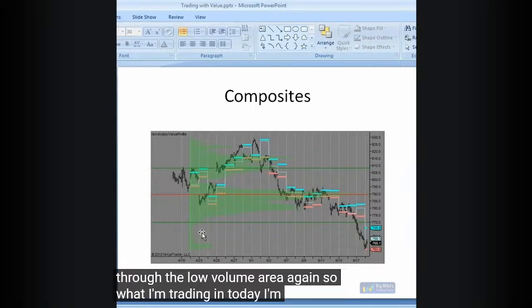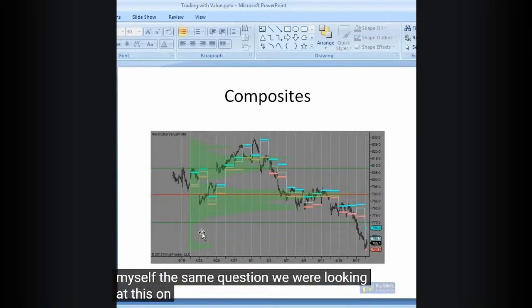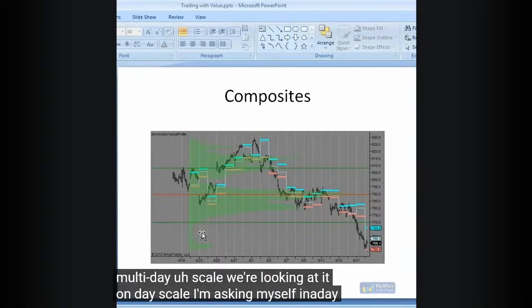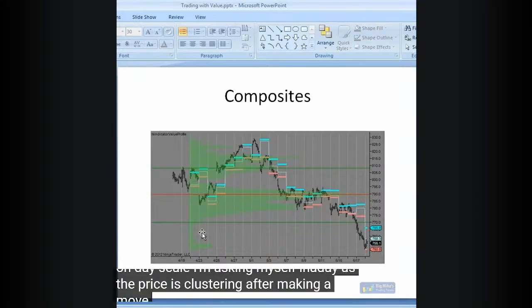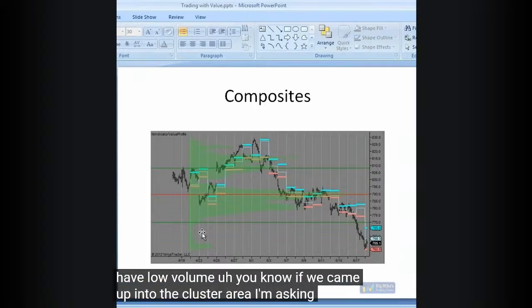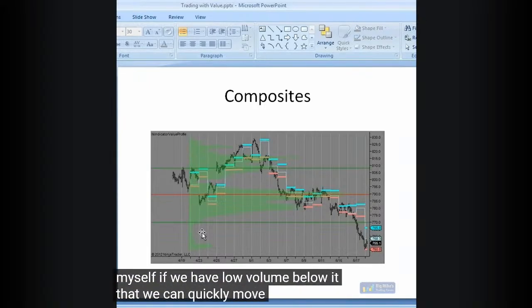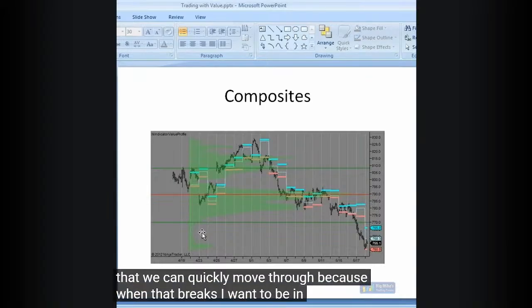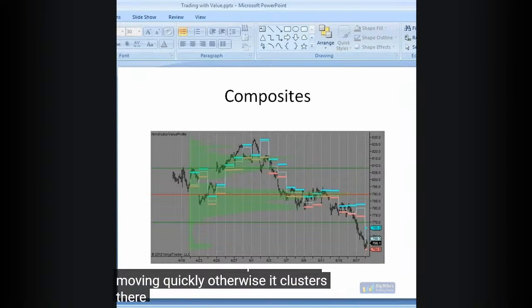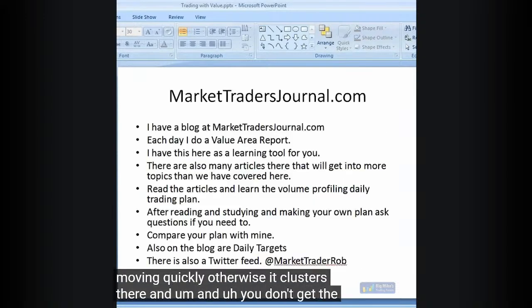So when I'm trading intraday, I'm asking myself the same question. We were looking at this on a multi-day scale, we're looking at it on a day scale. I'm asking myself intraday, as the price is clustering after making a move, whether or not I have low volume. If we came up into the cluster area, I'm asking myself if we have low volume below it that we can quickly move through. Because when that breaks, I want to be in that trade where it has the potential for moving quickly. Otherwise, it clusters there, and you don't get the movement.